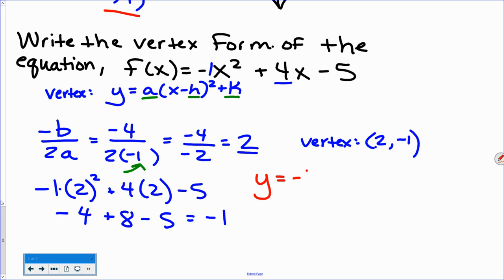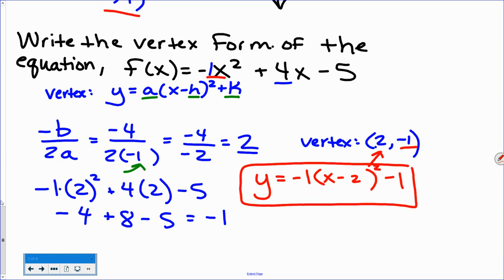So y equals, my a would be a negative 1, because that's what it was in the beginning. I will do x minus 2 for my x coordinate. Don't forget the squared. If you forget that little squared in MathXL, it's going to mark it wrong. If you forget it on a paper test, I will also mark that wrong. And then you've got your y coordinate. So it's really just calculating the vertex and putting it in its form. All right, we'll do one more example, but we're breaking for lunch.